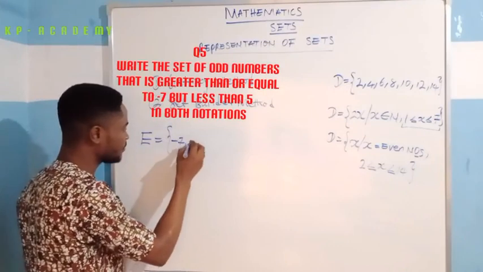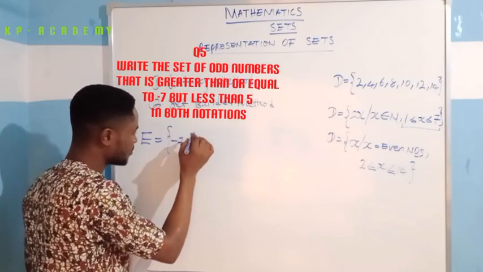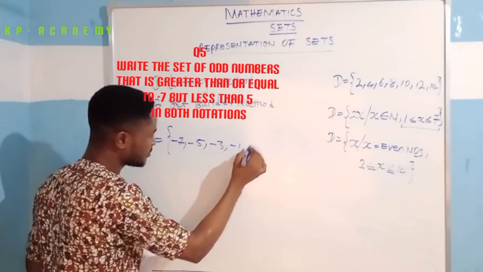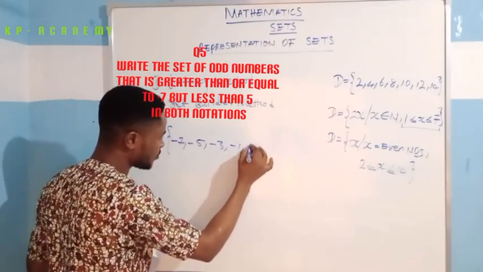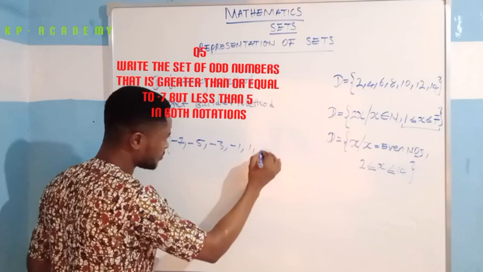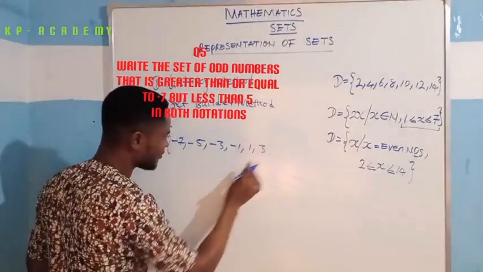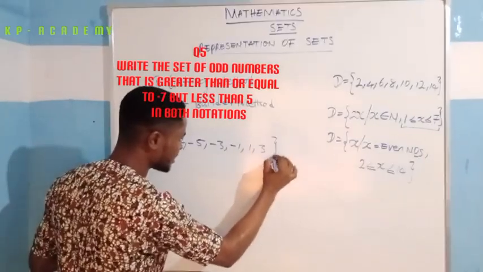So -7, -5, -3, -1. Of course, next one should be 1. Next one should be 3. Next one should be 5. But since 5 is not going to be included, we end the set here.